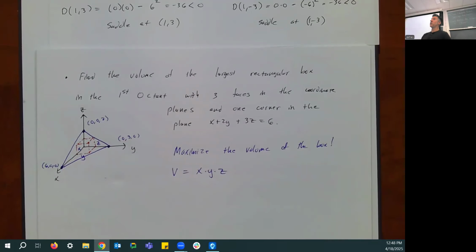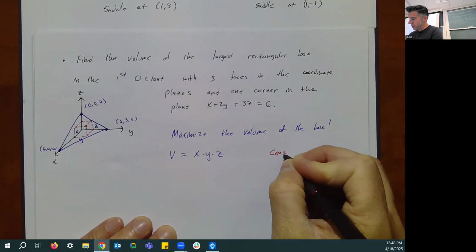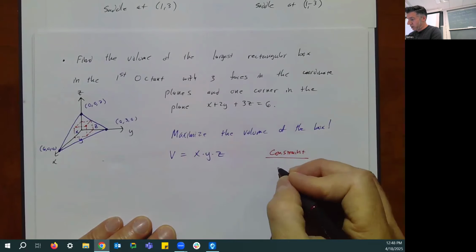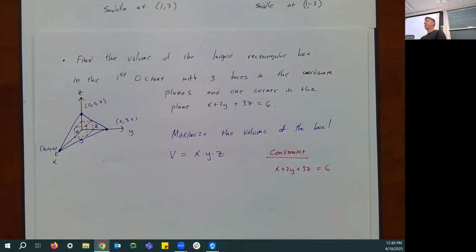Fortunately, we have a constraint. Our constraint is that that point there has to be on the plane. So it must also be true that that equation has to be true: x plus 2y plus 3z equals 6. And then what we get to do is isolate one of these variables and plug that into this equation to get an equation of two variables.